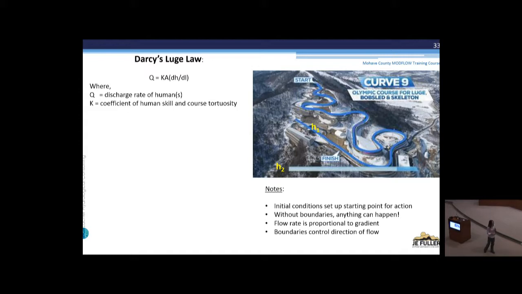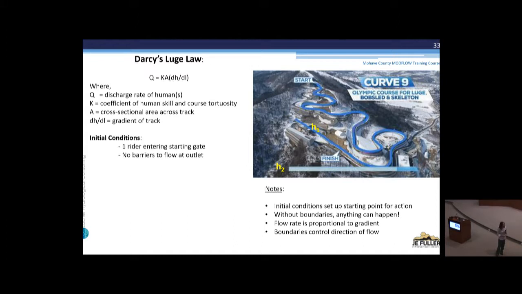K is the coefficient of human skill and of course tortuosity. This is some proportionality constant or variable. A is the cross-sectional area across the track, and the gradient, dh/dl, is just the starting height minus the bottom height over the length of the change in height.